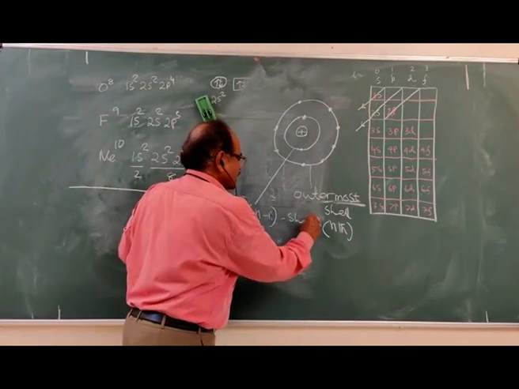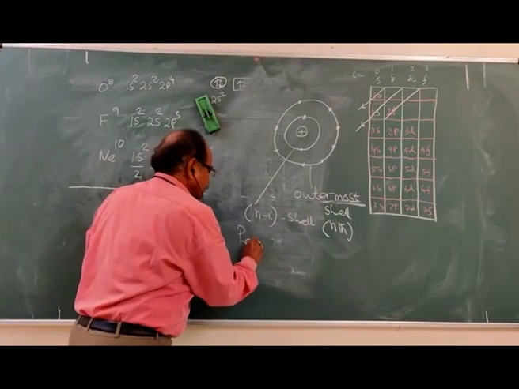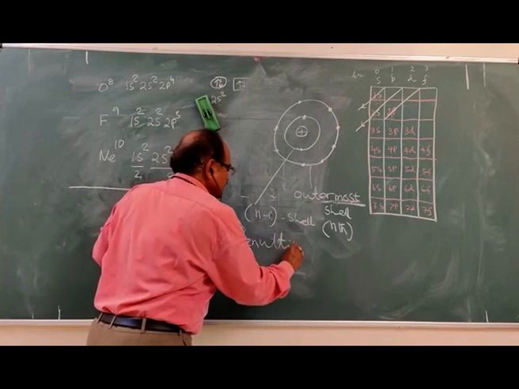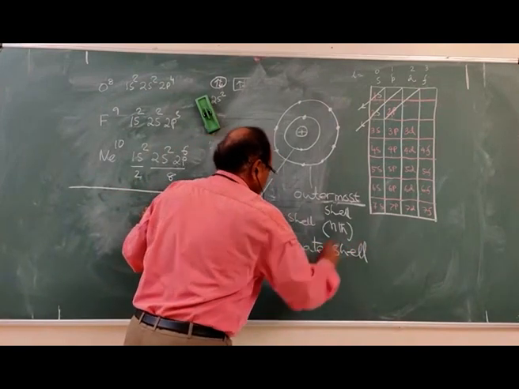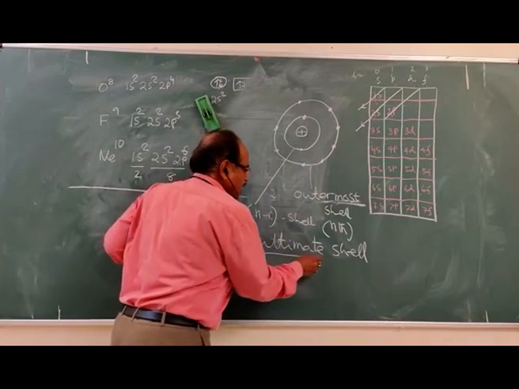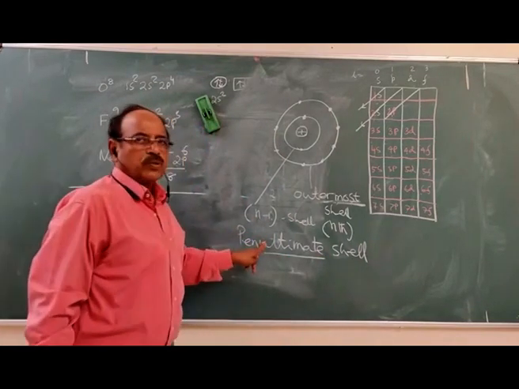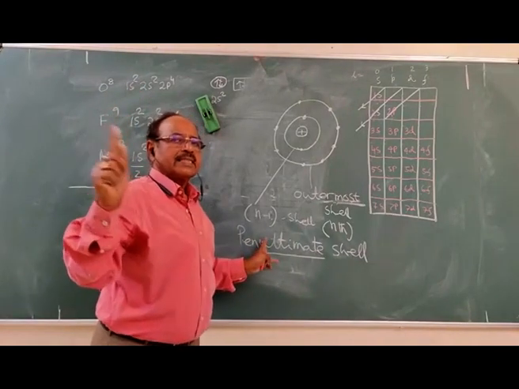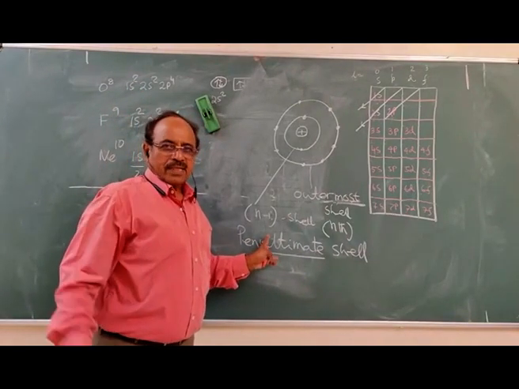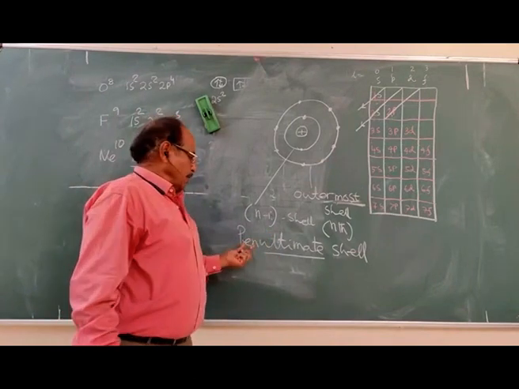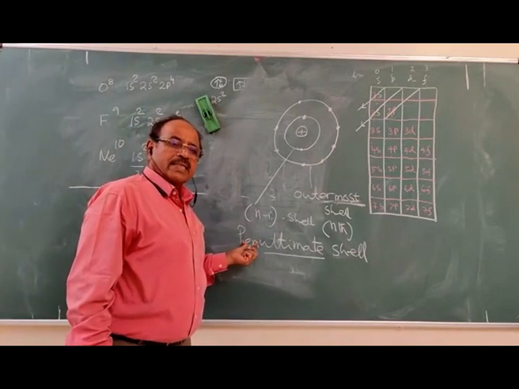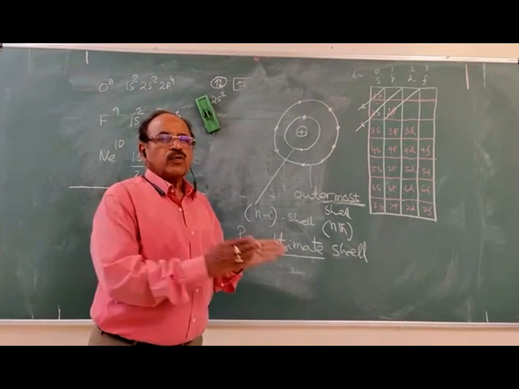This shell is called the ultimate shell. As I told you, ultimate means last. The one before the last is called the penultimate shell. Pen is a Latin word which means the one before.